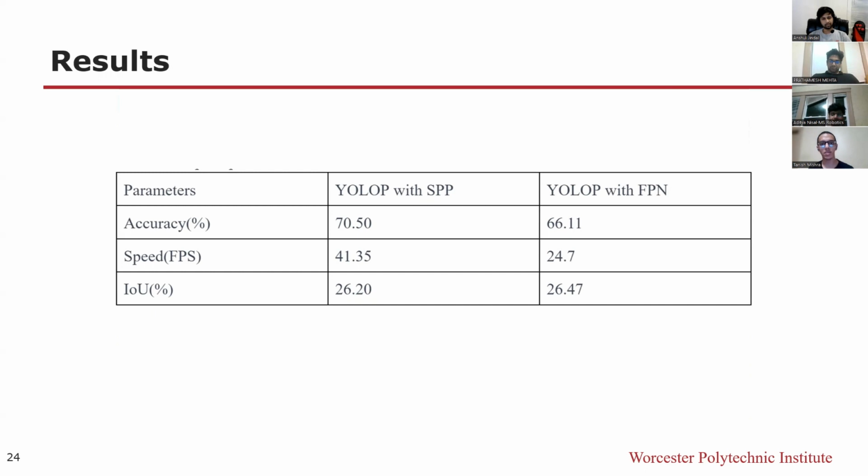In terms of accuracy, the existing YOLO-P with SPP was at 70.5%, whereas YOLO-P with FPN reached only 66.1%. For speed measured in FPS, the existing YOLO-P achieved 41.35 FPS, whereas our YOLO-P with FPN reached 24.7. Lastly, for intersection over union, the existing YOLO-P with SPP achieved 26.2, while our YOLO-P with FPN slightly outperformed it with 26.47. These results show that our approach, while having slightly lower accuracy and speed, does demonstrate an improved IOU, highlighting the potential of FPN integration in the YOLO-P architecture.